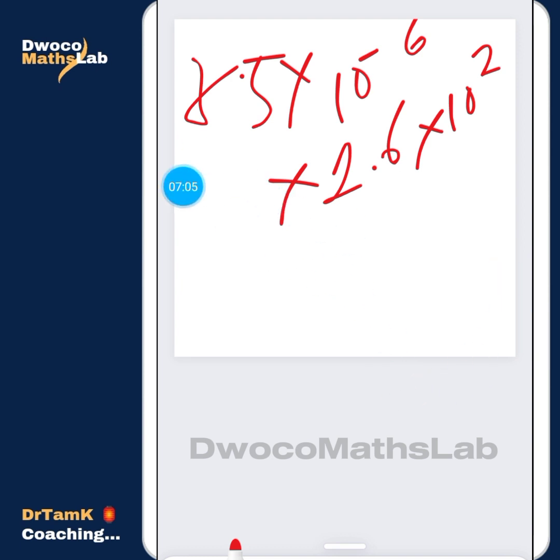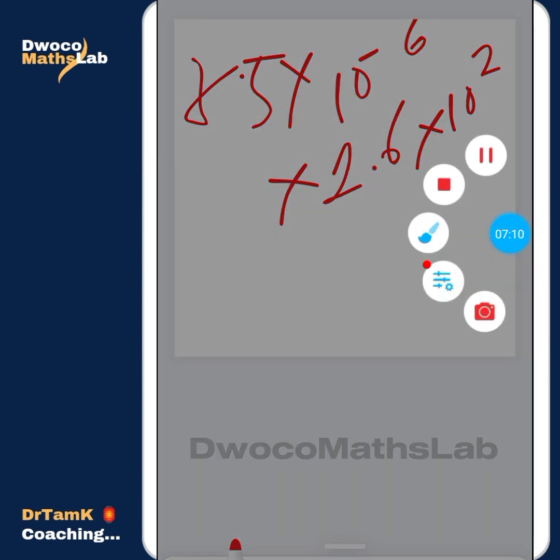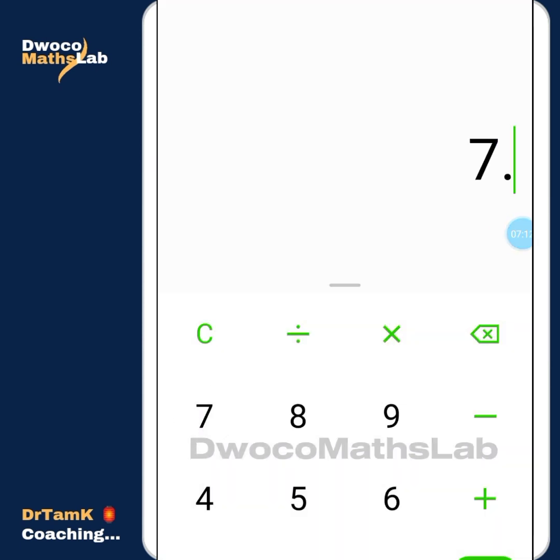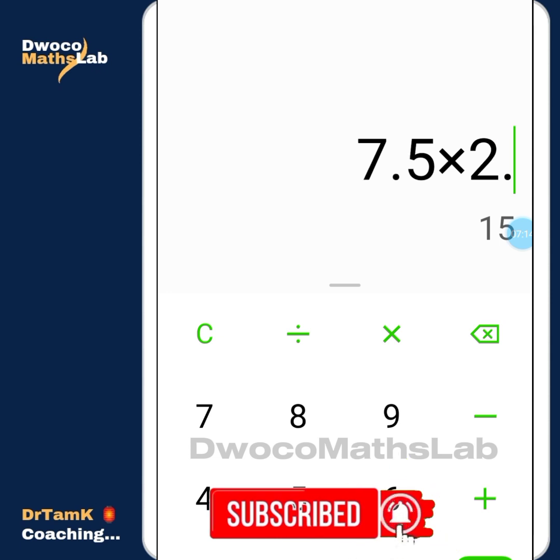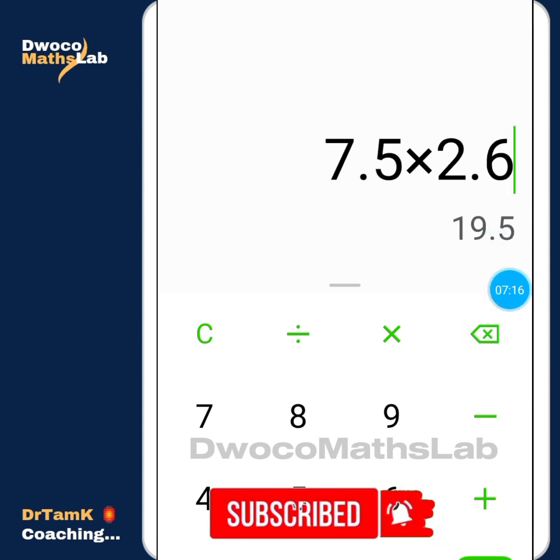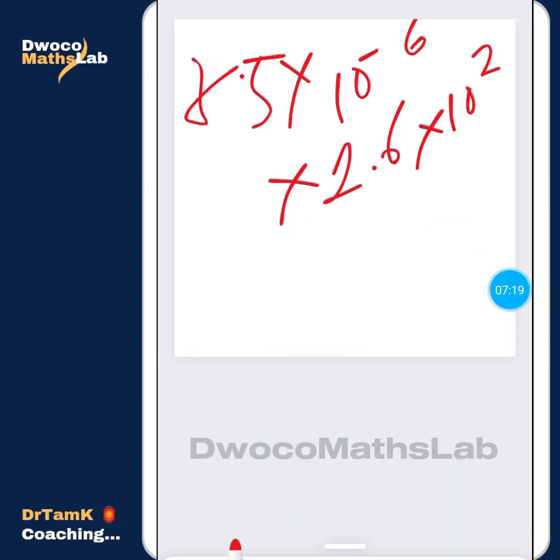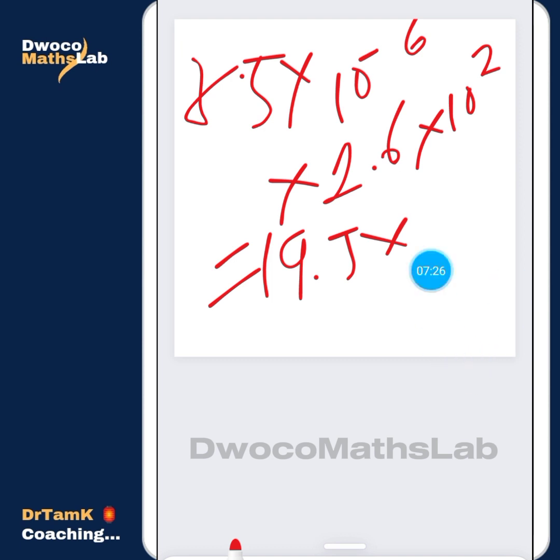If you have to do that in standard form, you take this 7.5 and multiply by 2.6. Let's get the calculator. So we're going to have 7.5 multiplied by 2.6. That gives us 19.5. That will be equal to 19.5 times 10 to the power minus 6, 10 to the power 2. So minus 6 plus 2 will give us minus 4. So here we're going to have 10 to the power minus 4.